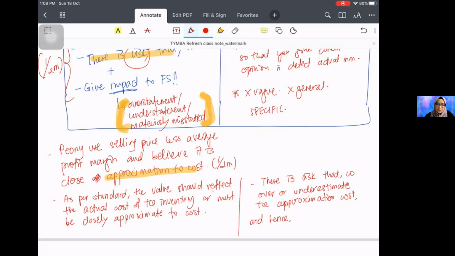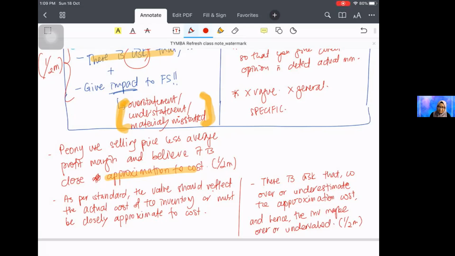Yes, okay. So in this case, since you did not know whether it is over or undervalued, why not you just write both? The inventory may be over or undervalued. Full stop, you already get your first half mark.